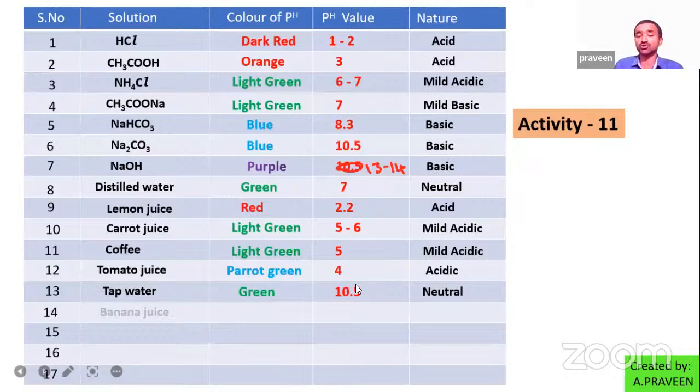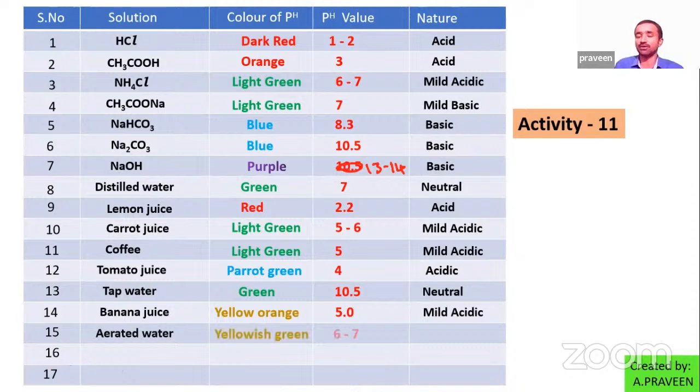Next, banana juice. Banana juice, yellow, orange. It is acidic. Sometimes you may feel the taste of the banana is sour. Next, aerated water, soda, right? Soda water, yellowish green, pH value lies between 6 to 7, mild acidic.